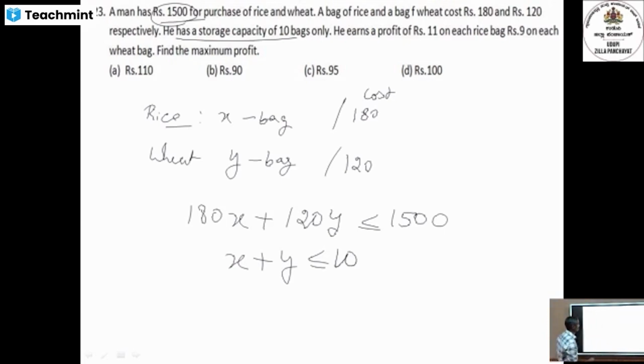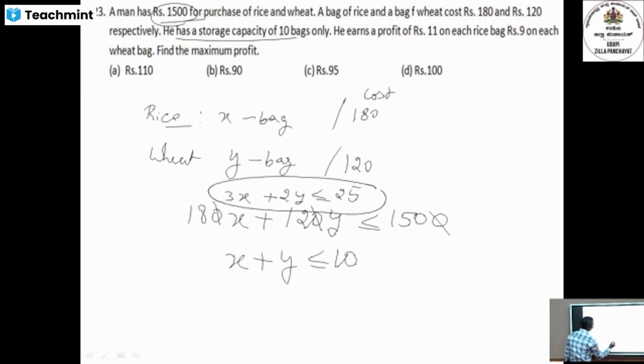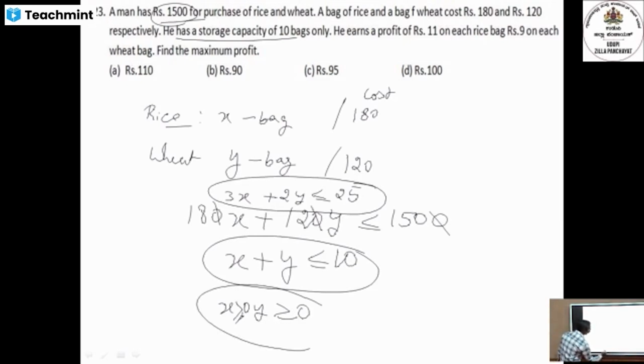See, this equation can be simplified if you divide by, okay, 0 0 is common, cancel it. 6 3s are, so this is 3x plus 2y less than or equal to 6 2s, which is 25. So this is one equation: 3x plus 2y less than or equal to 25. X plus y less than or equal to 10. He has to purchase bags, so x comma y should be greater than or equal to 0. That means x is greater than or equal to 0, by the non-negative conditions.